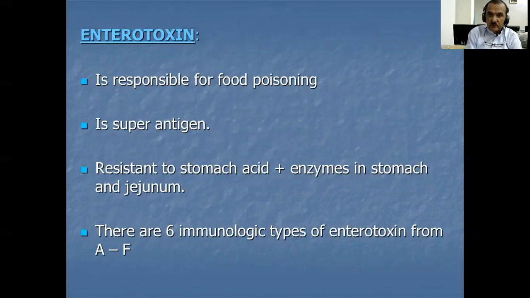Enterotoxin, responsible for food poisoning, is a superantigen, resistant to stomach acid, plus enzymes from the stomach and duodenum. There are immunologic types of enterotoxin: A, B, C, D, E, F, S, T.